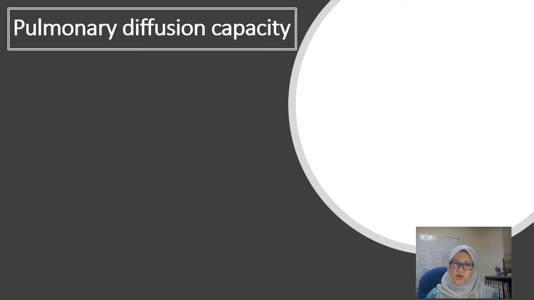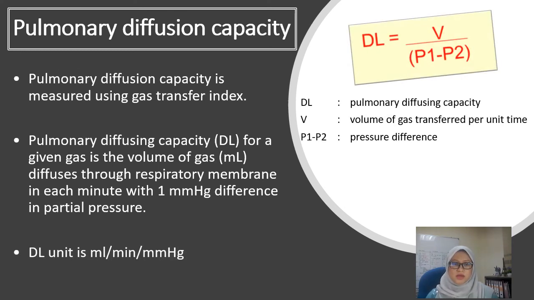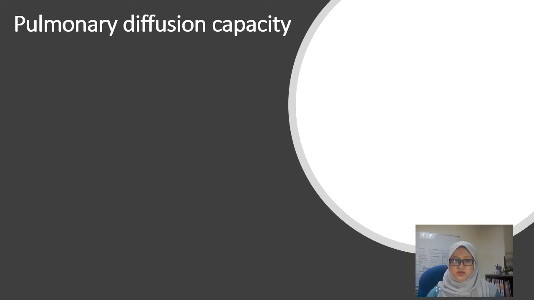Based on these four factors, we can determine pulmonary diffusion capacity. This is used to measure how efficient diffusion is in somebody's lungs, whether there is any disease or abnormality or not. So pulmonary diffusing capacity, or DL, for a given gas is the volume of gas in milliliters that diffuses through the respiratory membrane each minute with 1 mm mercury difference in partial pressure. So the unit for DL is milliliter per minute per millimeter mercury.